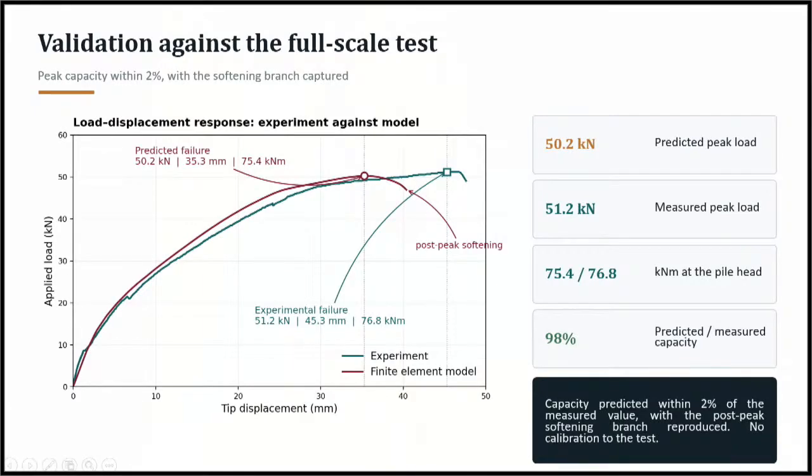the rig flexibility that we cannot model in a numerical model. So the main thing we need to highlight here is that you can see the peak capacity is around 2% variation. So this is a very good agreement with the experimental results.